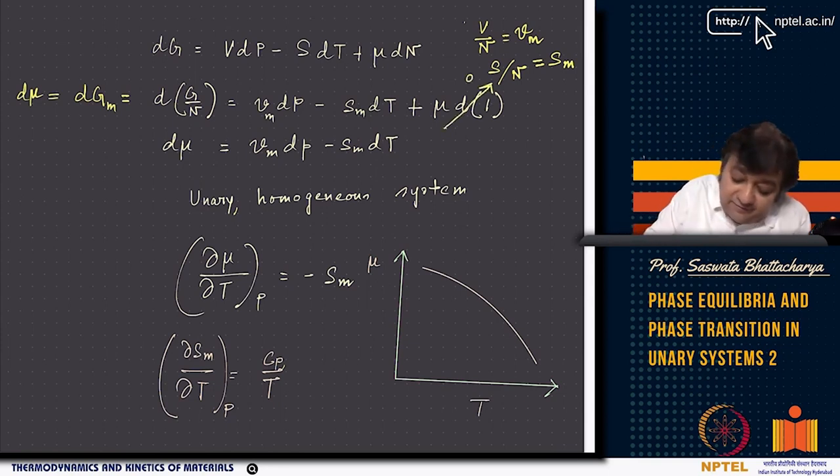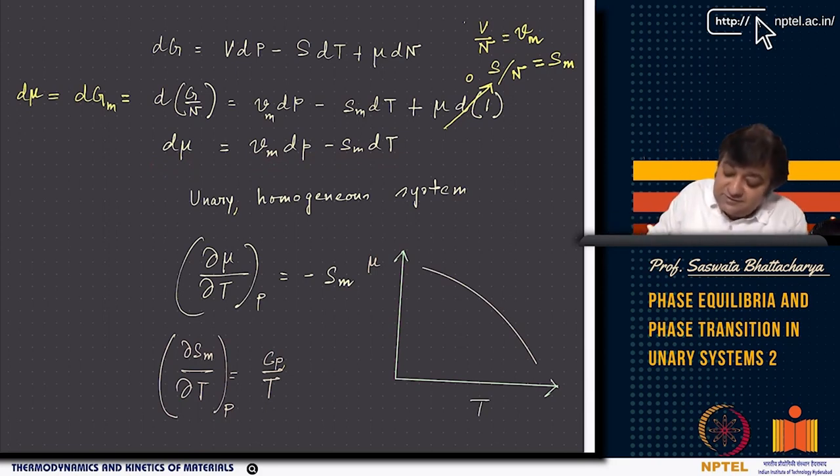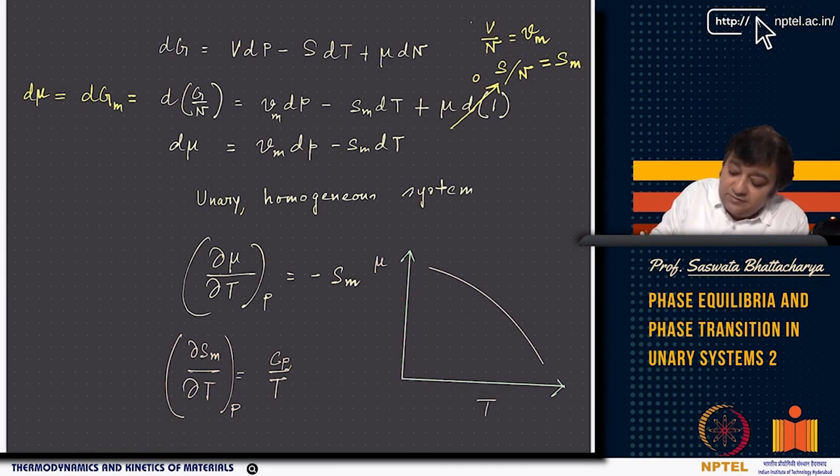Now, for a single component system or a unary system, you have d mu equal to Vm dP minus Sm dT. This is in the differential form. The change in mu in a differential form can be expressed like this. So it's again an exact differential, and d mu equals Vm dP minus Sm dT.